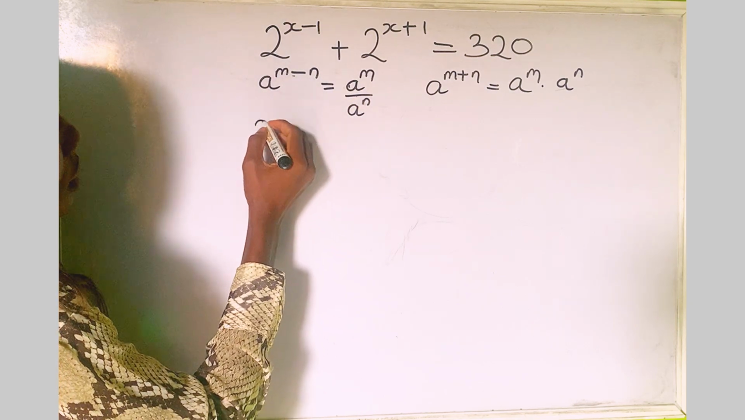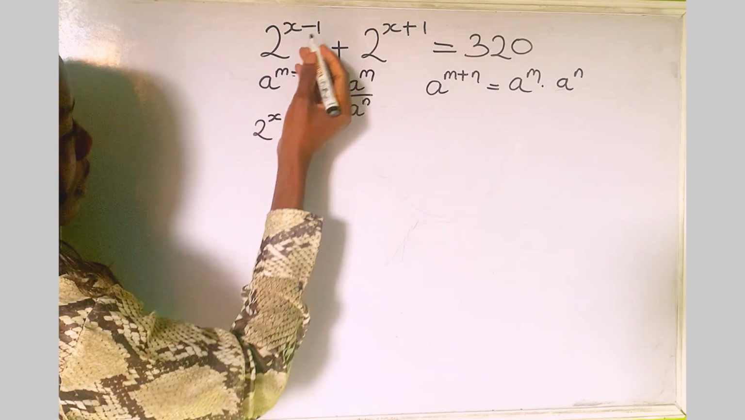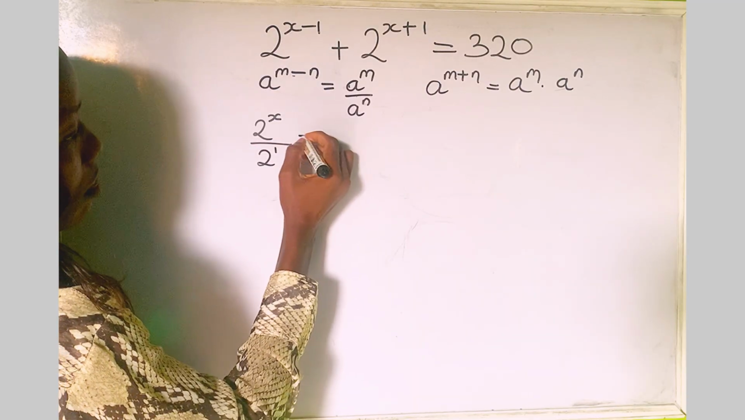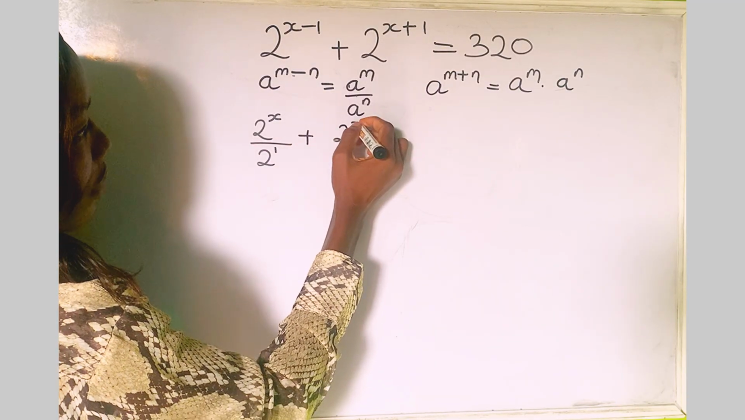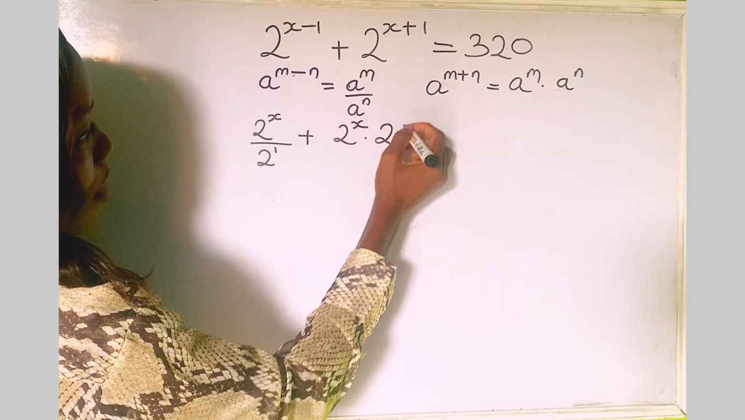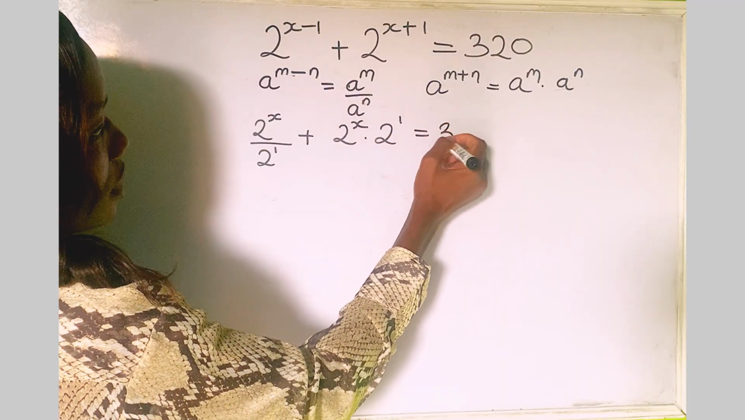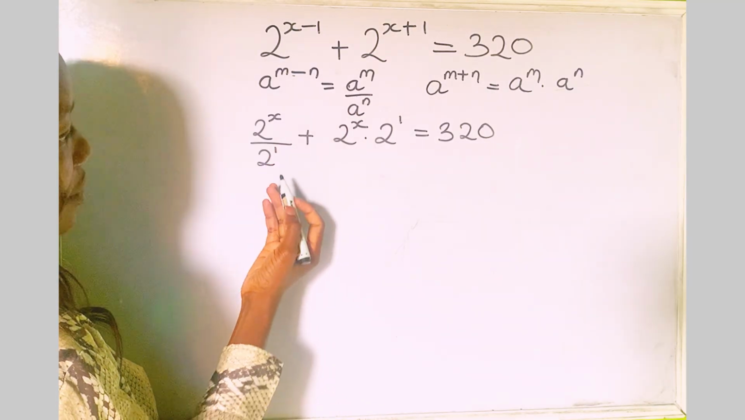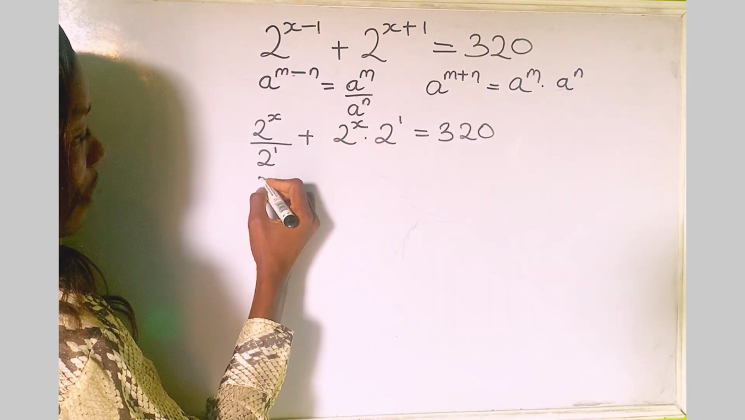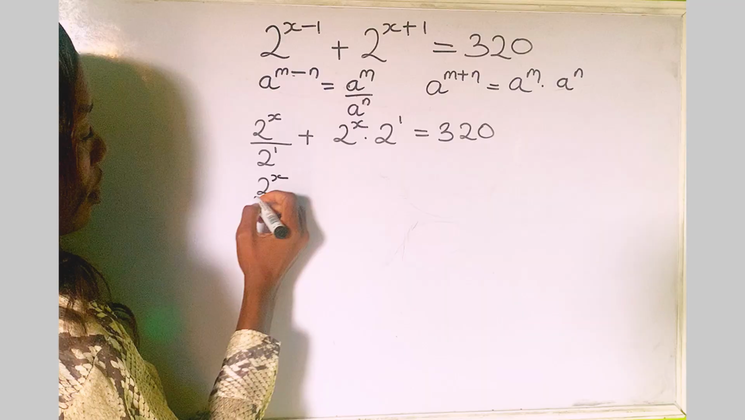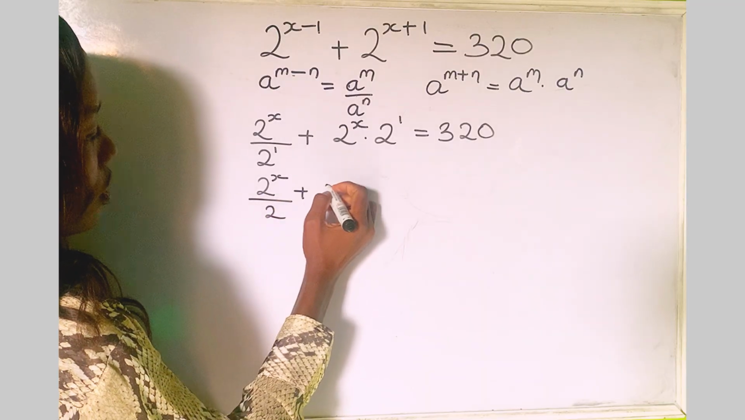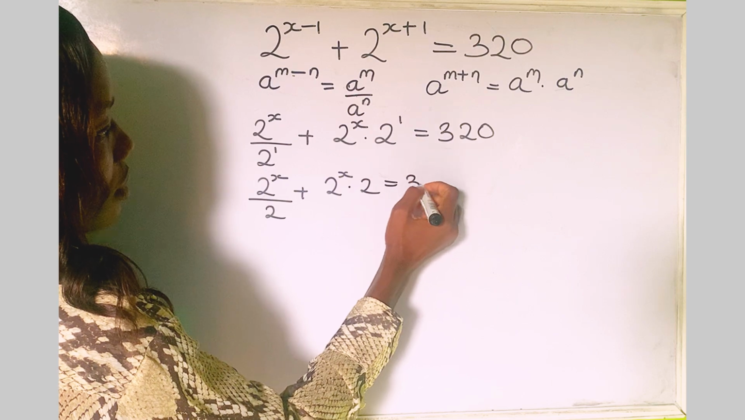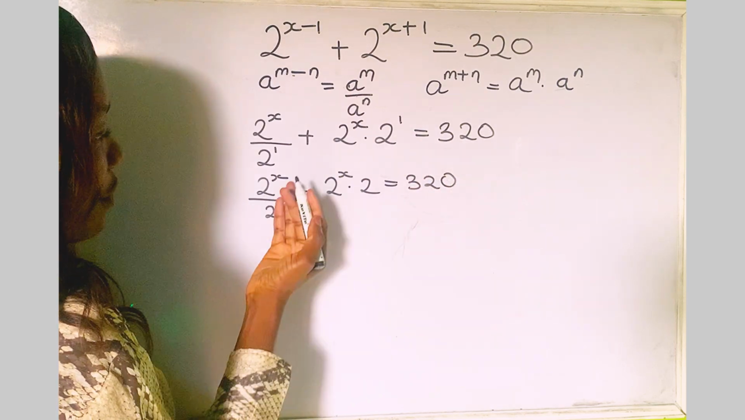Here we have 2 to the power of x all over 2 to the power of 1 plus 2 to the power of x multiplied by 2 to the power of 1 is equal to 320. Okay, now let's simplify further. We have 2 to the power of x over 2 plus 2 to the power of x multiplied by 2 is equal to 320.